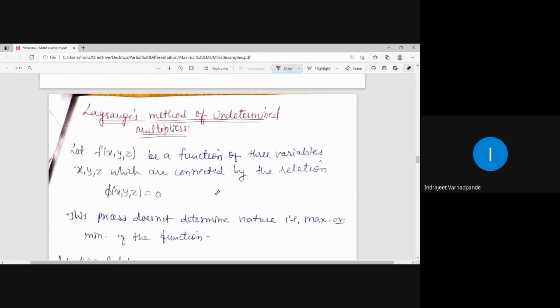In that case, that particular surface or condition gives the hint that we have to apply Lagrange's method of undetermined multipliers. The major drawback of this method is we cannot determine whether the answer is the maximum value or the minimum value. We only move ahead with the values, but we are not sure whether it is maximum or minimum. If the question says, find the maximum value, then we need to consider that answer as maximum.